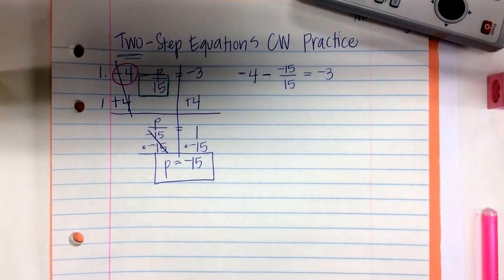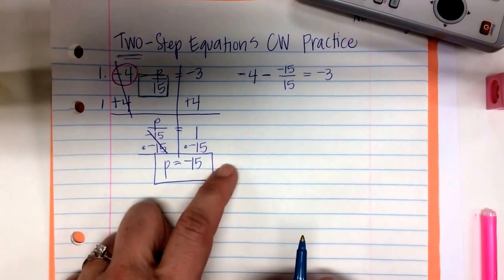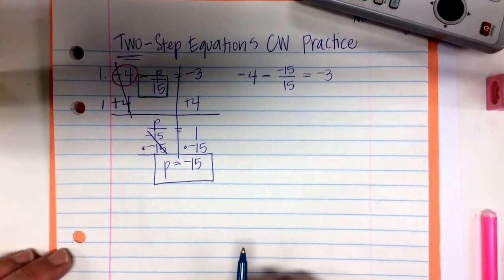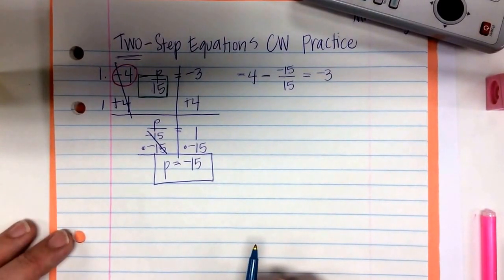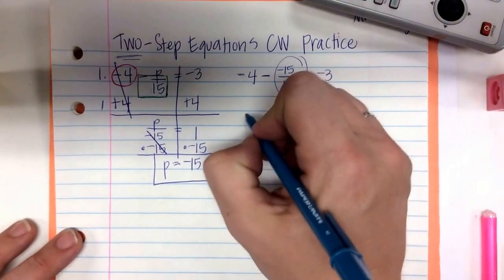You're right. Haley. And negative 4 minus negative 1 is really negative 4 plus 1, which is negative 3. Yep, if you want to simplify, you can. All right, number 2.